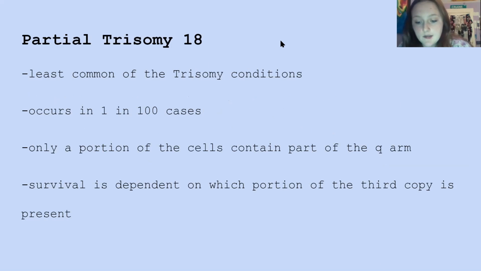Partial trisomy 18 is the least common. It occurs in 1 in 100 cases. It's when only a portion of the Q arm is present in some cells. So with mosaic, the whole Q arm is present in some cells, but with partial, only a portion of the Q arm is present. And depending on what portion of the Q arm is present, the survival increases or decreases. So the severity of the cases can change depending on what part is present.